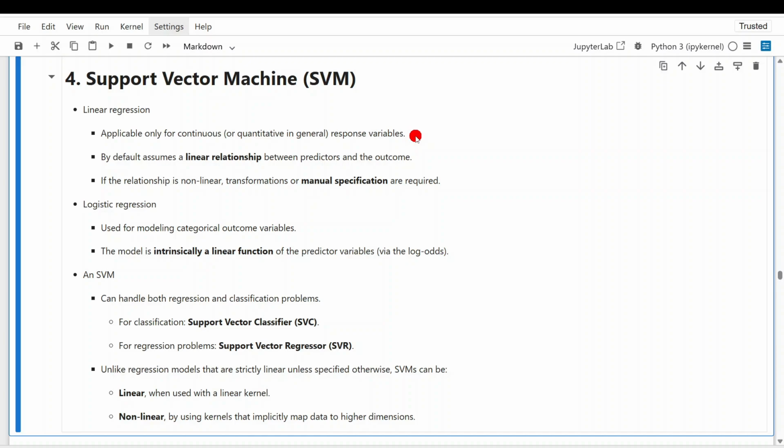But unlike linear regression, which is limited only to continuous response variables, and logistic regression, which is applicable only for categorical outcome variables, a support vector machine can handle both regression and classification problems. Specifically, the support vector machine that is applicable for classification is termed a support vector classifier, and the one that is applicable for regression problems is called a support vector regressor.